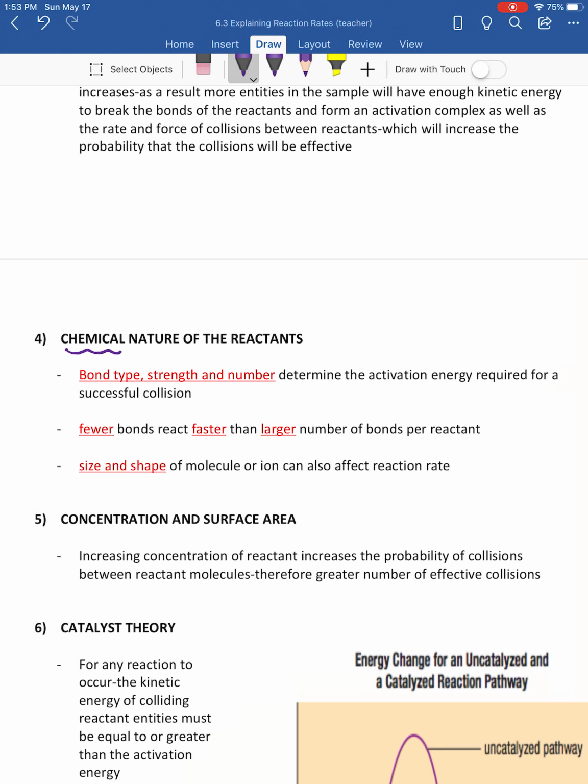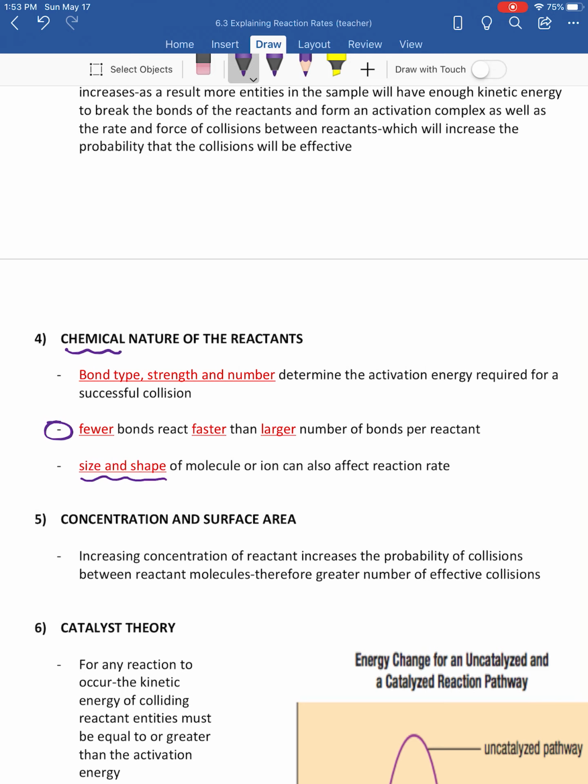All right, and that's what the second point is saying. Fewer bonds react faster than larger numbers of bonds, because it makes sense. If you have to break up 2 bonds versus 20, obviously, it gets a little more gray than the black and white I'm showing you, but usually fewer bonds is easier to break than more bonds. Okay. Secondly, the size and shape of the molecule or ion can also affect reaction rate, depending on how easy it is to get in and break those bonds. Okay, so those are the chemical nature of the reactants.